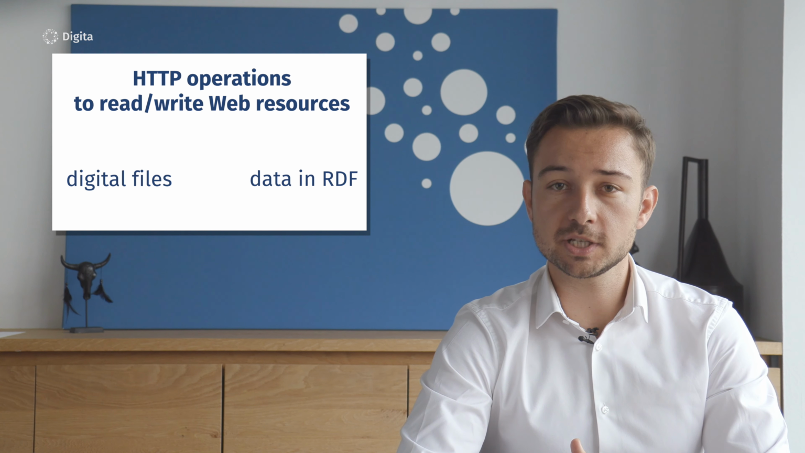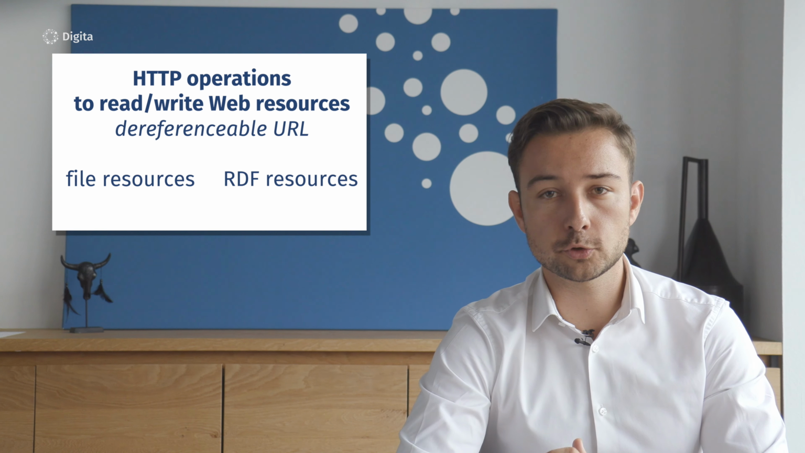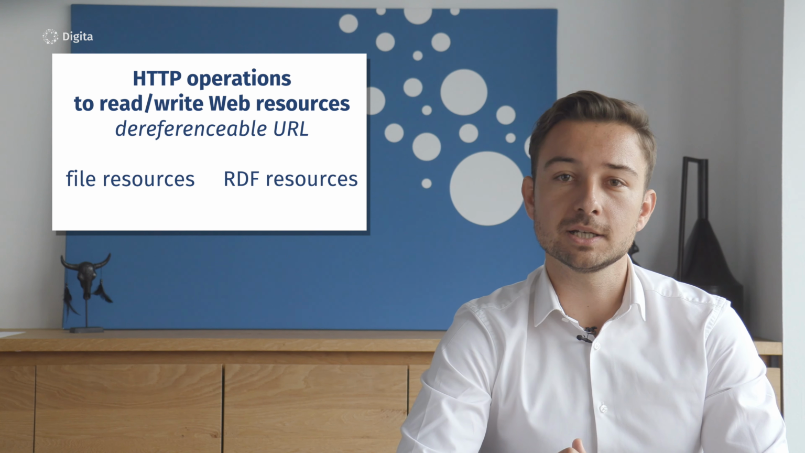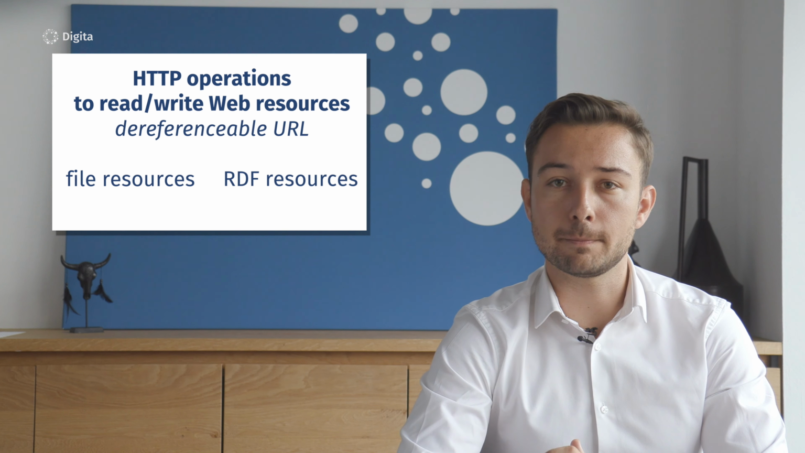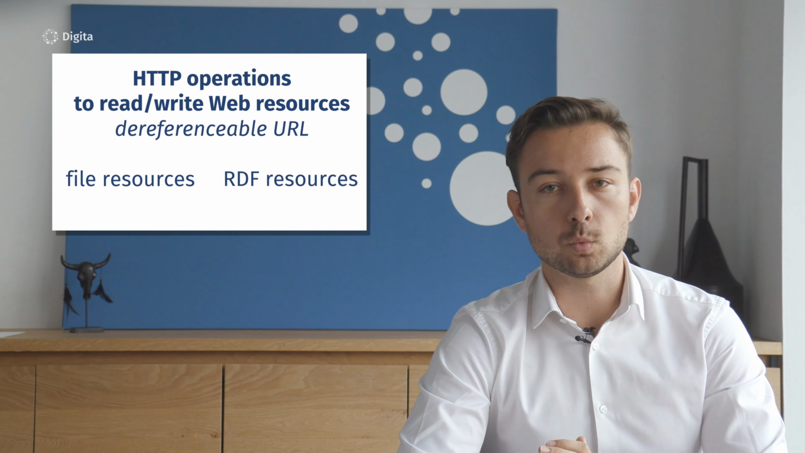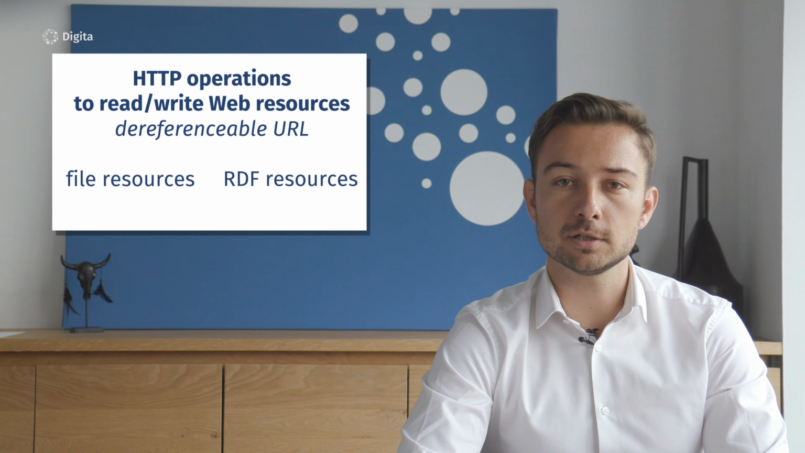All web resources in a pod that can be read from and written to are identified with a URL. Dereferencing file resources returns the file itself, but dereferencing RDF resources returns structured data about the resource itself, which typically links to other resources, both within and outside the pod.